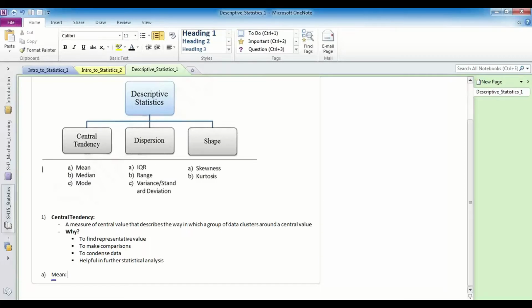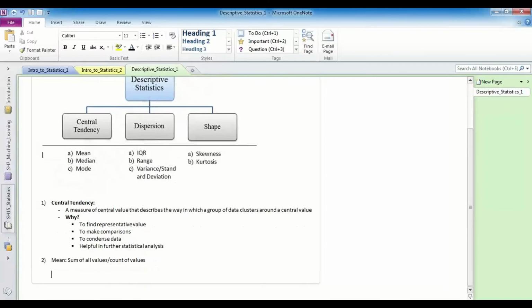Sum of all the values divided by the count. Simple. The sum of all values divided by the count of the values will give you the mean. But we are trying to talk about mean, right? Actually, the word mean should be used for population, or sample.